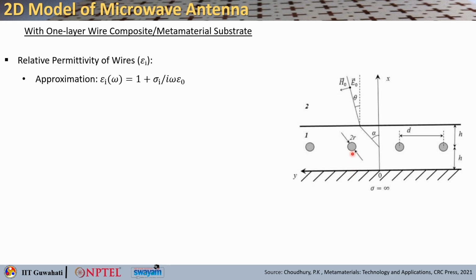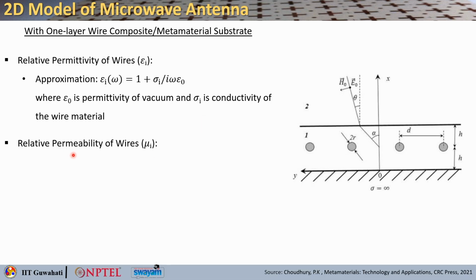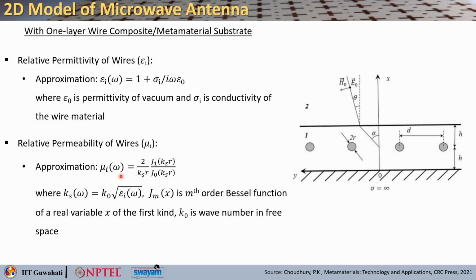The microwave approximation of the relative permittivity of the wires, epsilon i, is given as epsilon i of omega equals 1 plus sigma i divided by i omega epsilon naught. Here epsilon naught is the permittivity of the vacuum, and sigma i is the conductivity of the wire material. Then you have an estimate of the relative permeability of the wires, mu i, and you can consider it to be mu i of omega equals 2 divided by ks r, J1 of ks r divided by J0 of ks r.